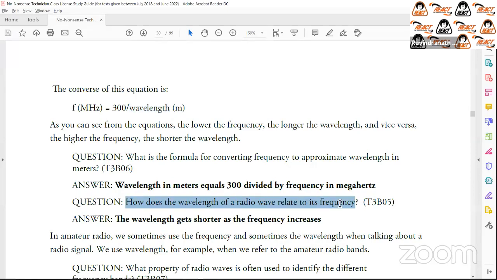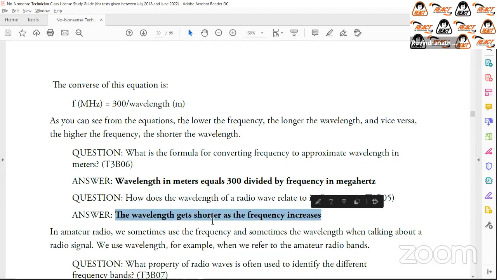How does wavelength of a radio wave relate to its frequency? Well, we made the point a little earlier, and it's apparent from the graphic that we saw, that as the wavelength gets shorter, the frequency increases, which is the answer, right?